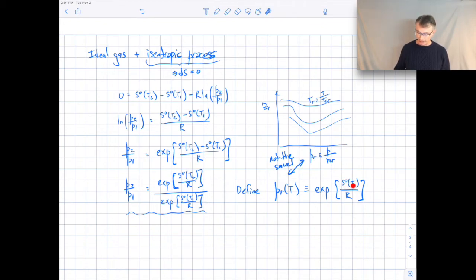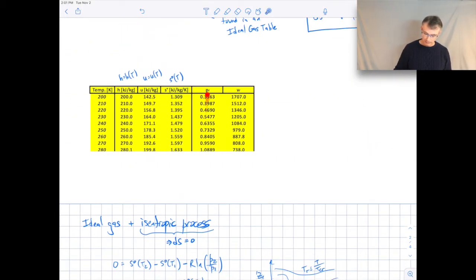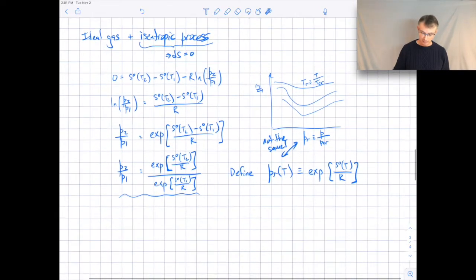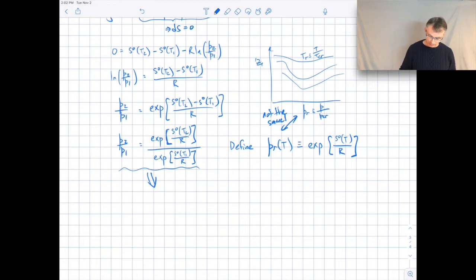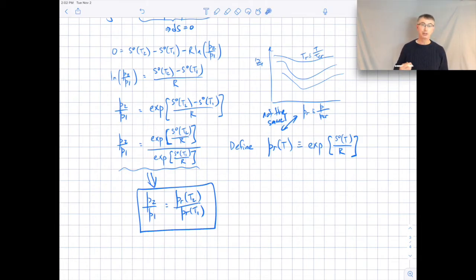But since we've already tabulated this S naught quantity, we could also tabulate S naught divided by R, take the exponential of it, and put that in a table. And that's given right here. You can see this is our ideal gas table for air. Here's the P sub R. It's just taking this column divided through by the gas constant, taking the exponential of it, and you end up with that. What's nice is if you expand this equation using our definition, you get P2 over P1 is now P sub R at T2 over P sub R at T1. So that gives us a really quick relationship between pressure and temperature for an ideal gas in an isentropic process.